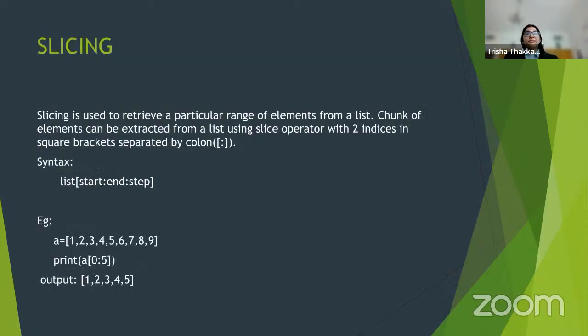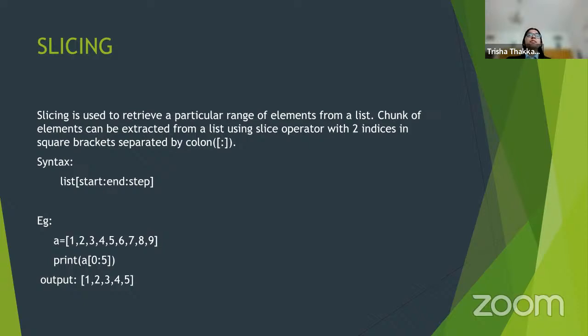List slicing. List slicing is used to retrieve a range of elements from the list. A chunk of elements can be extracted from the list using this operator. And the syntax for this is list in square brackets start colon end colon step.